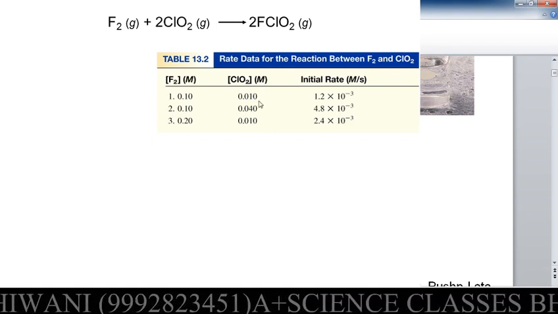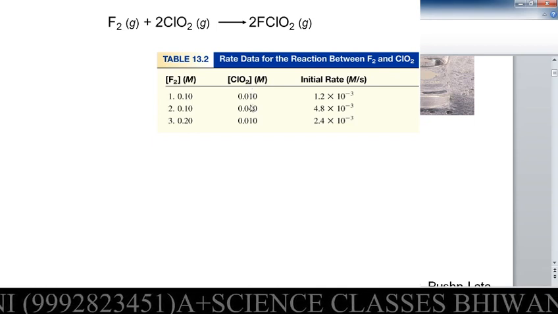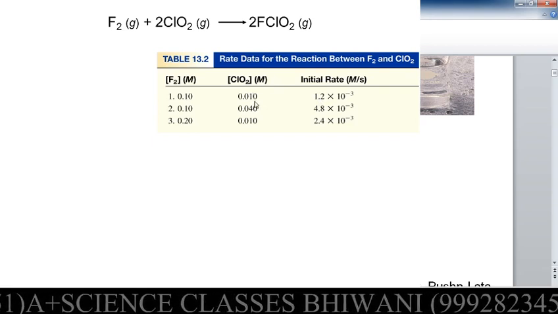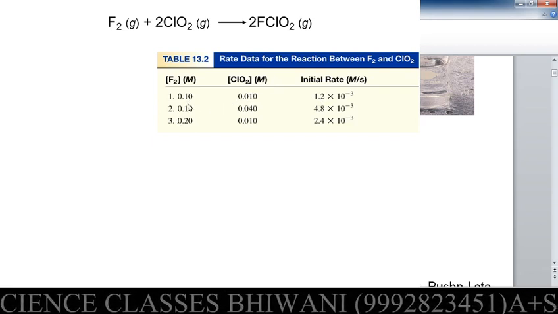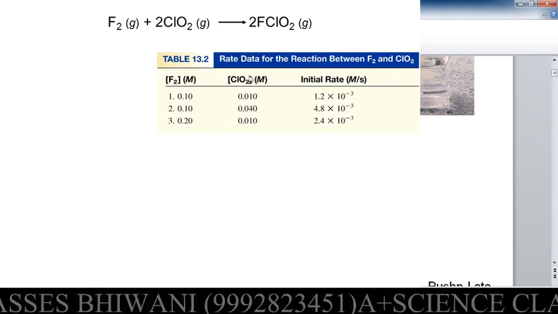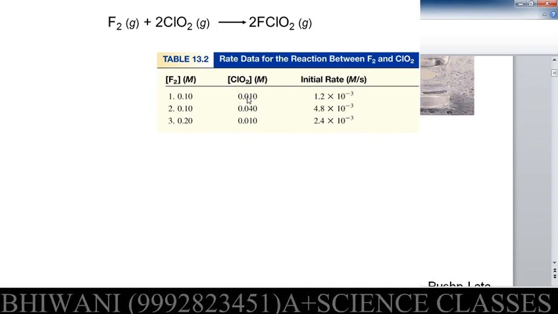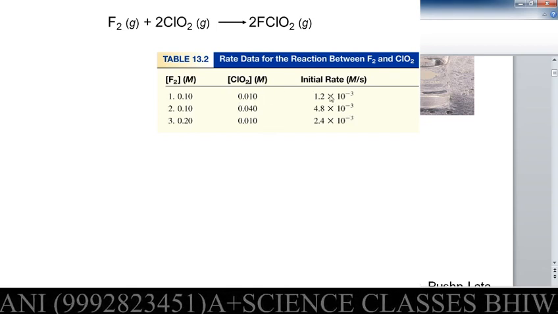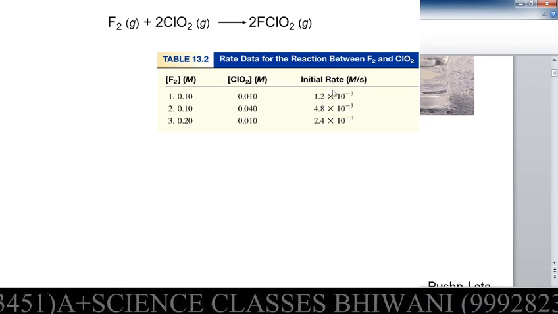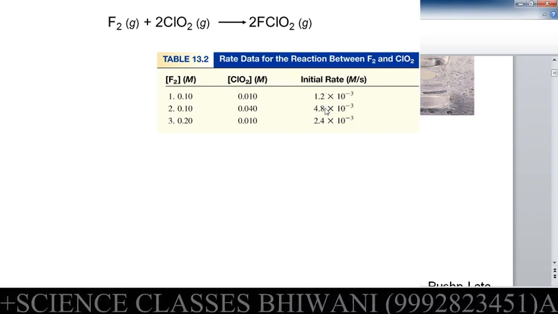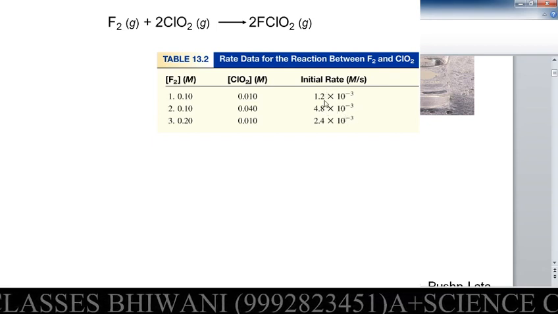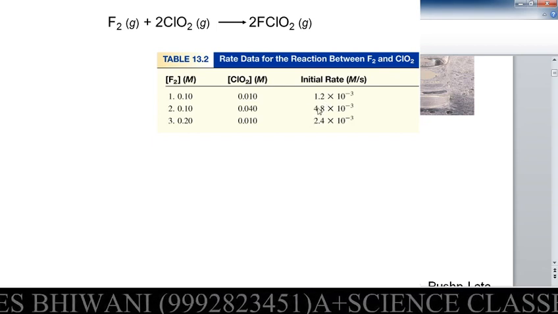Clear or not? It increases 4 times. Now what is the effect on the rate of increasing this concentration? Whenever we take a constant concentration of fluorine, the concentration of chlorate increases by 4. And what happens to the rate of reaction? The rate of reaction also goes from 1.2 × 10^-3 to 4.8 × 10^-3. It means the rate of reaction also increases 4 times.